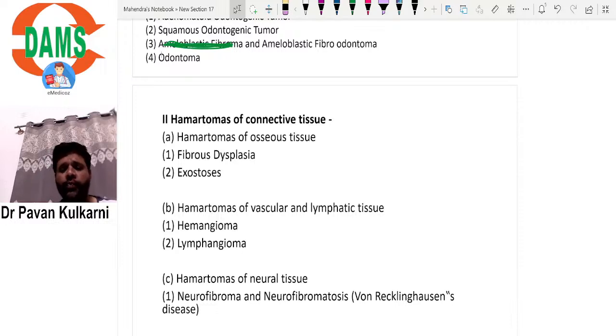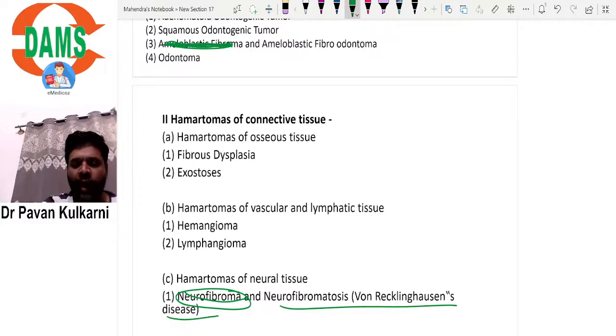Hamartoma of neural tissue. Some books are controversial, so I would say rather forget this. Actually it is a neoplasm, but WHO somehow has classified that as a hamartoma. They won't ask you such controversial things in the exam, so you can leave this also. So neurofibromatosis or von Recklinghausen's disease is considered to be one of the hamartomatous tissues.